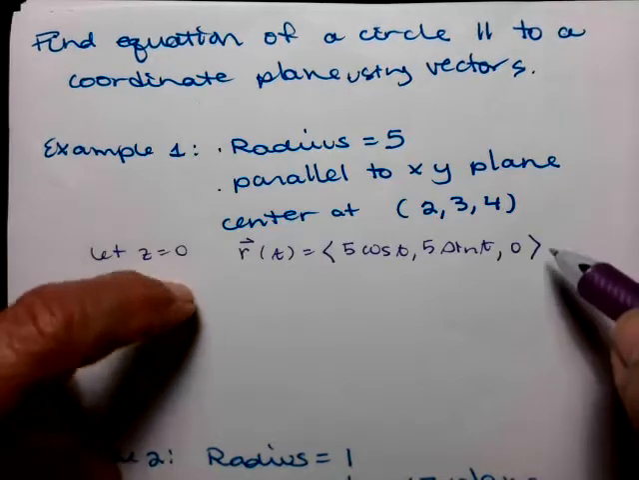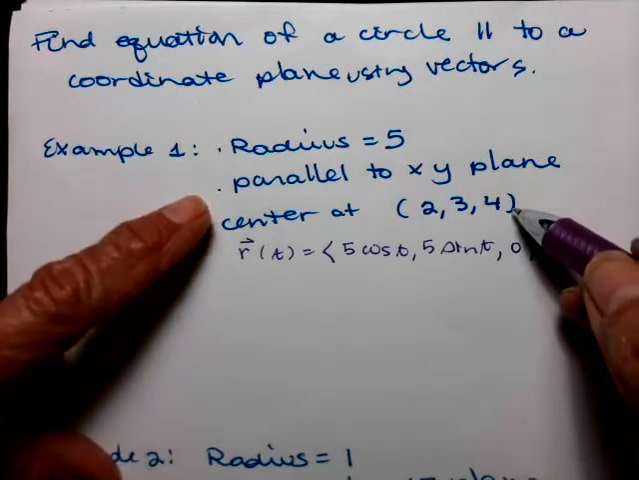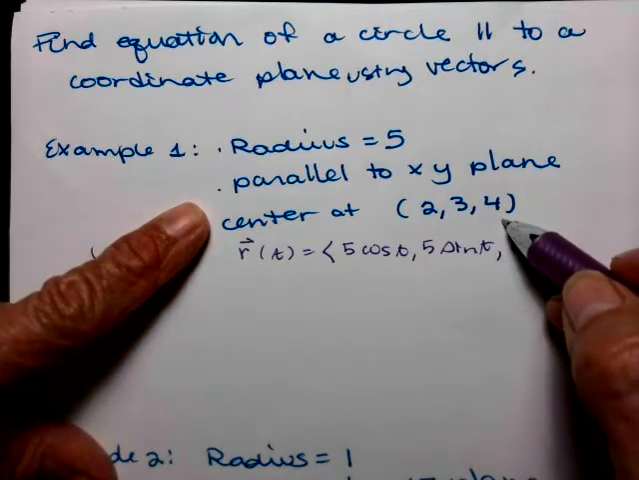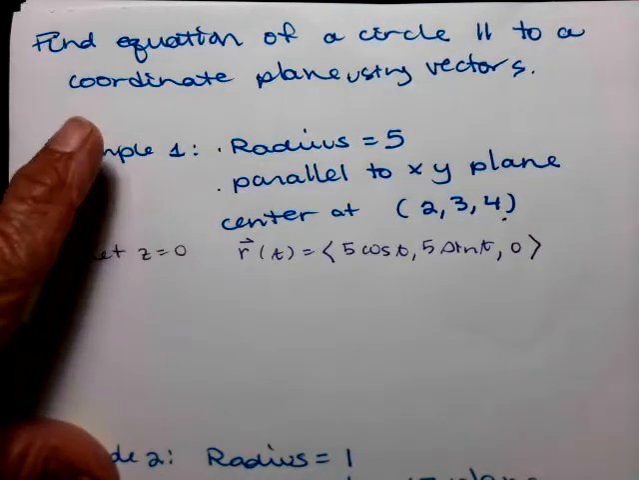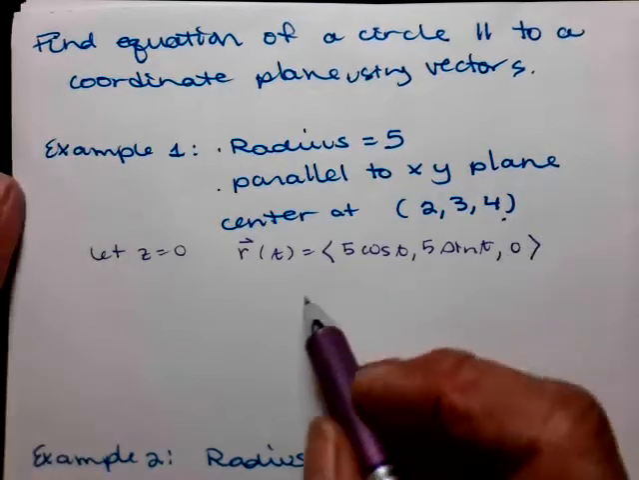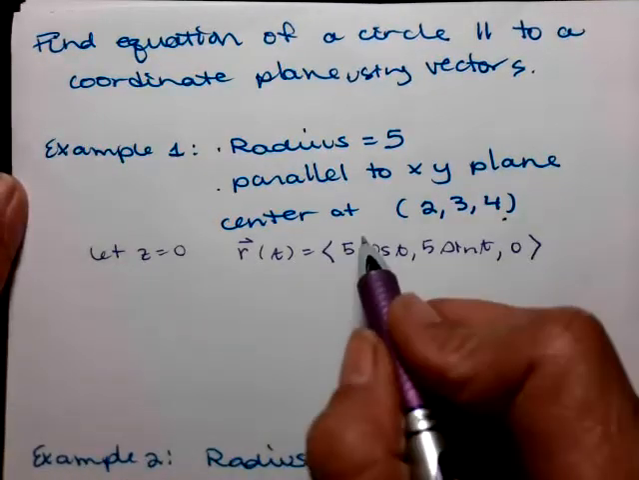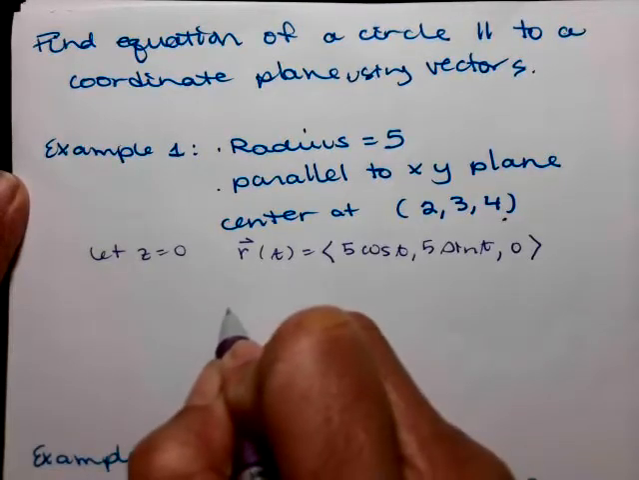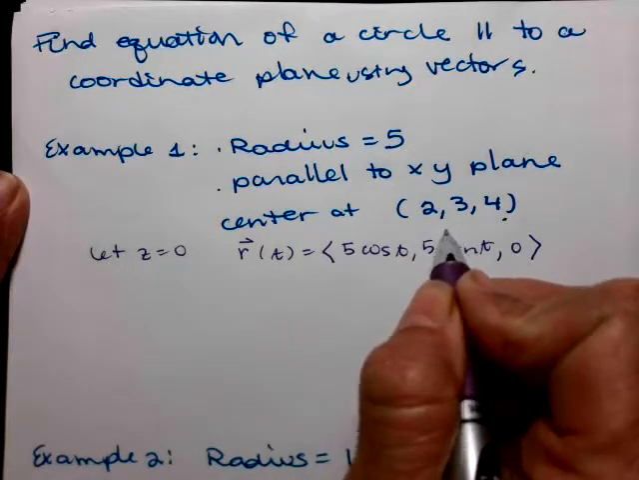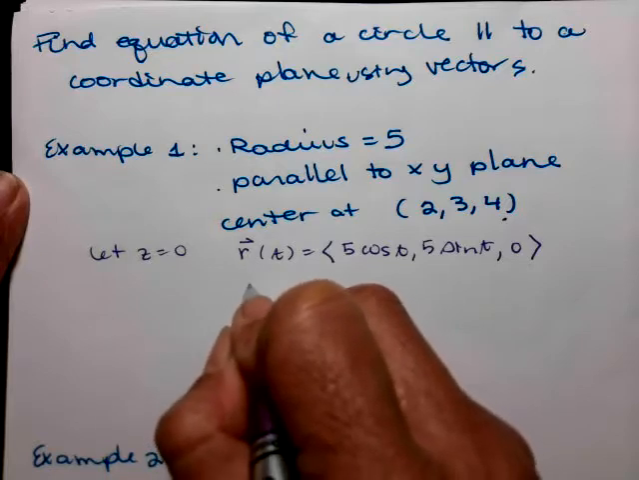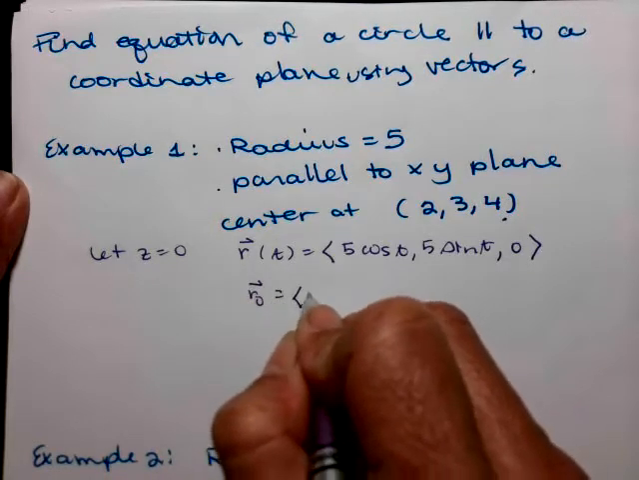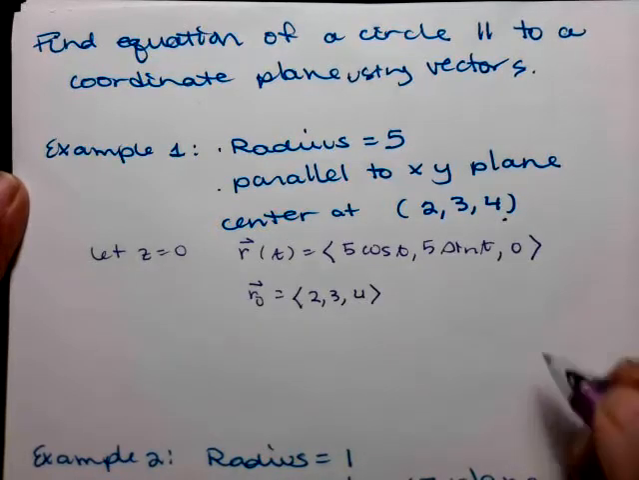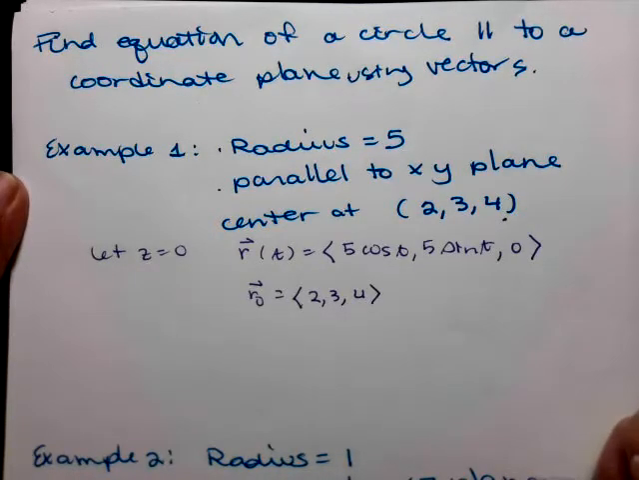Okay. In order to move it so that it has the point 2, 3, 4 as its center, the way we're going to do that is we're just going to find the vector that goes from the origin to the center. So we're going to find the position vector for the center. So let's call that, how about R0? Right, so 2, 3, 4. And we just need to add these two together.